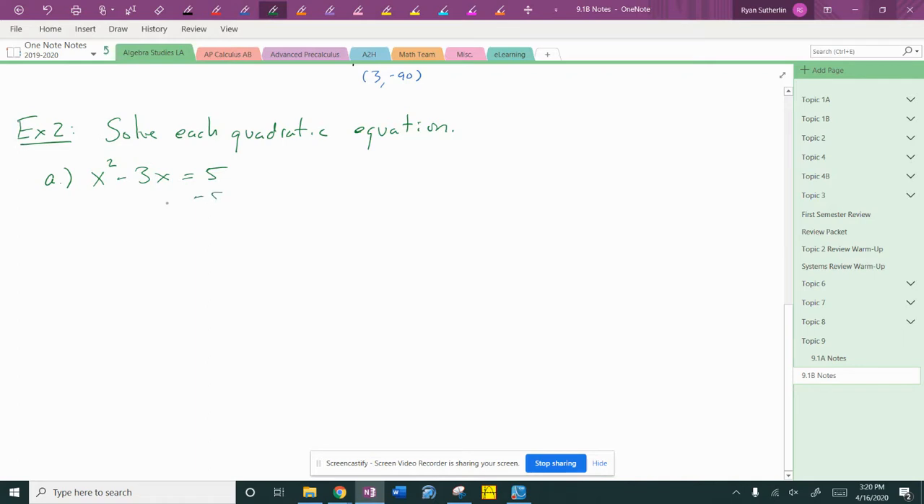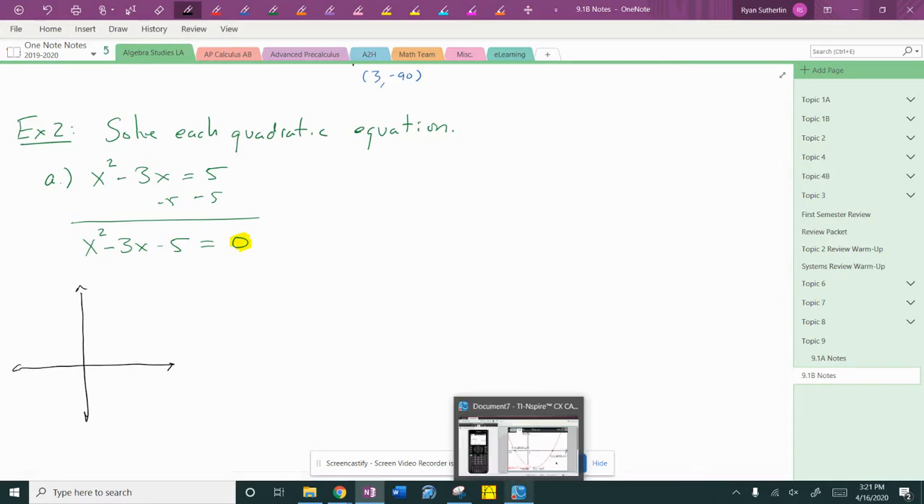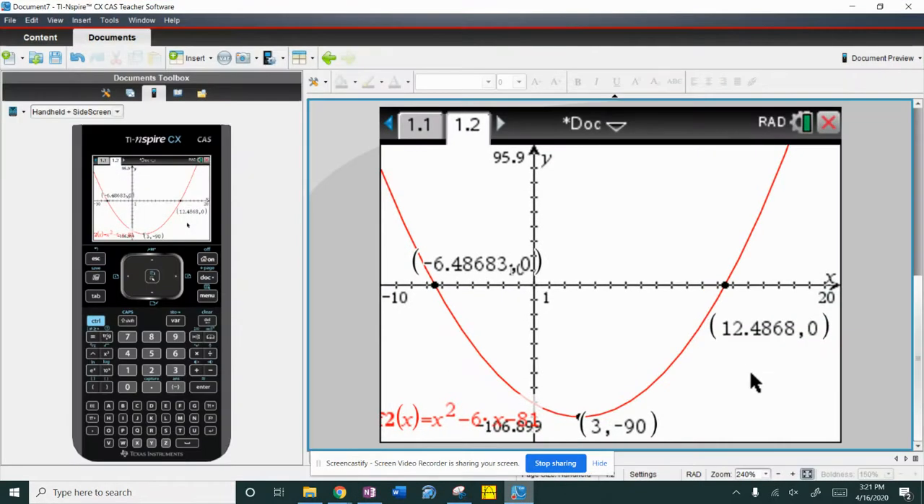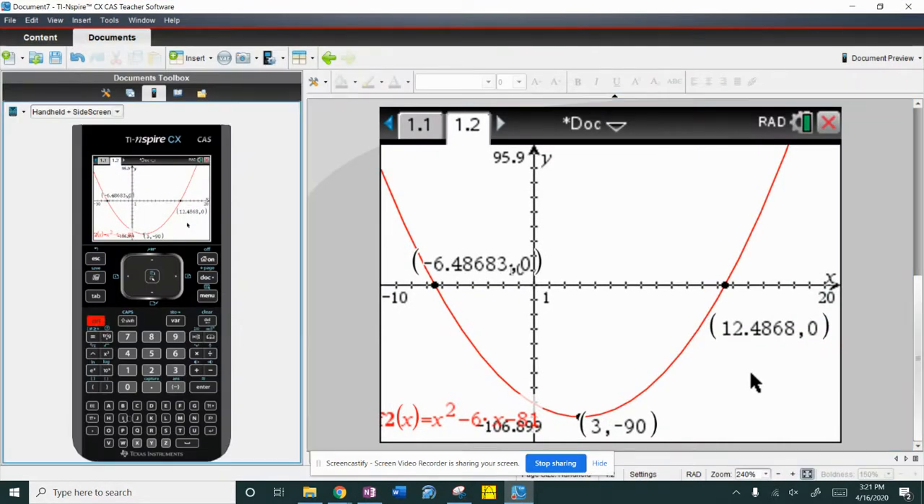So in this case, I'm going to subtract 5 from both sides of my equation. Now, when I do that, I get x squared minus 3x minus 5. I can't combine those, those aren't like terms, equals 0. Now that we have this equal to 0, we can do what we just did. We can sketch this graph. So I'm going to do a new graph.